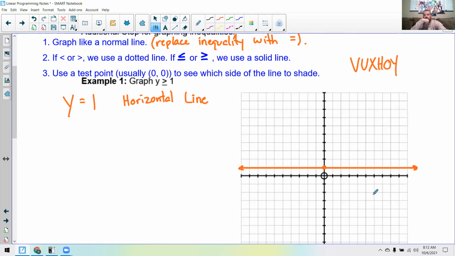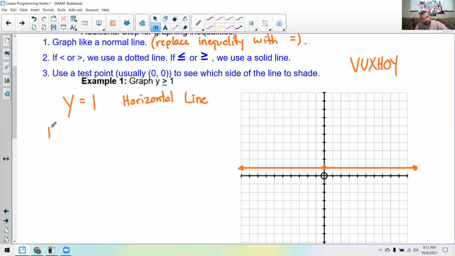Now, this would be the answer if I was graphing y equals 1. But I'm graphing y is greater than or equal to 1. You might be able to tell just by the inequality symbol, but I'm going to pick a test point anywhere I want on the graph to see if it works or not. If the test point works, then we know the side the test point is on is our solution. If the test point does not work, then we know the other side of the line is our solution.